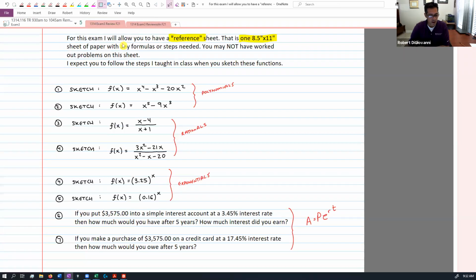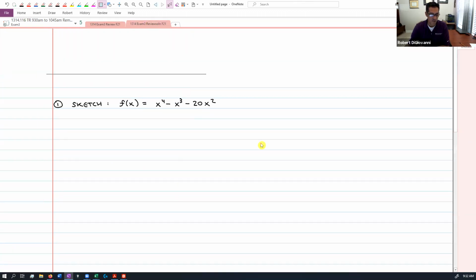So on the review, I actually told you what each of these functions were, and that was supposed to help you to remember what technique we used in class to do these. On the exam, I will not tell you what they are. So you're going to have to be able to look at them and recognize what you're trying to graph. Do y'all think it's obvious that these are polynomials, these are rationals, and these are exponentials? They have distinctive characteristics to them. So, all right, let's do this first polynomial.